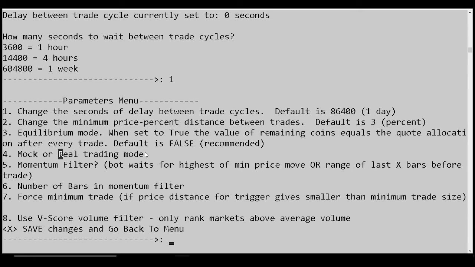Anyway, so you can set it to mock or real trading mode. In mock mode, it'll run through the trade cycle and signal its intentions on wanting to buy or sell, but won't actually place the trade. So you can check that out 100% risk-free, I guess.